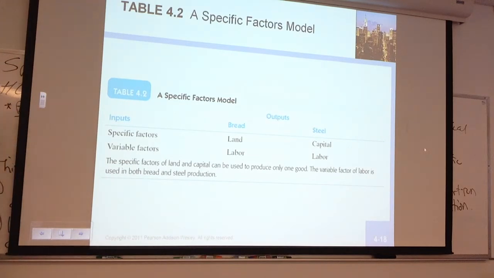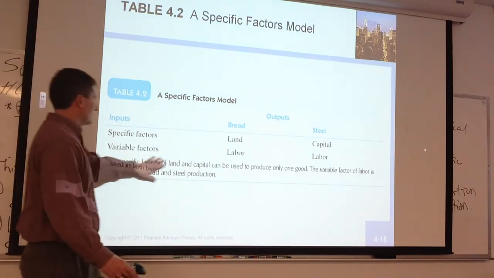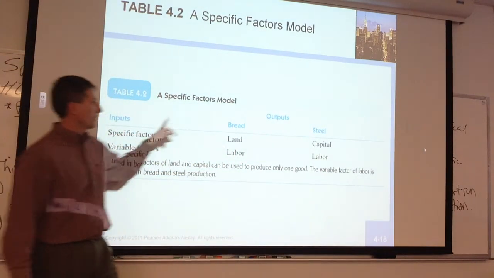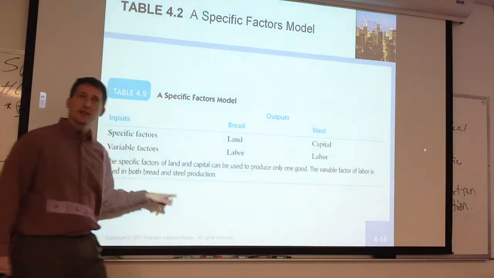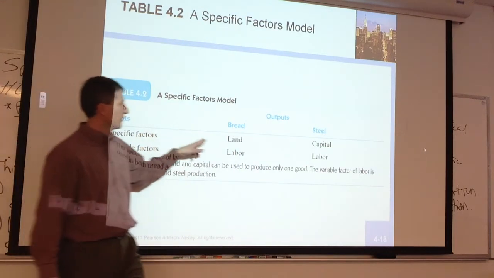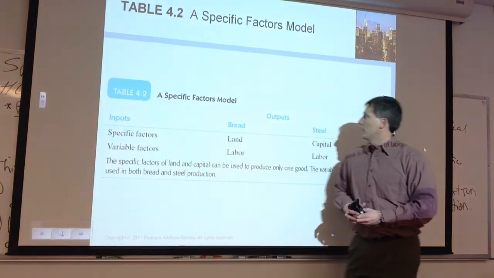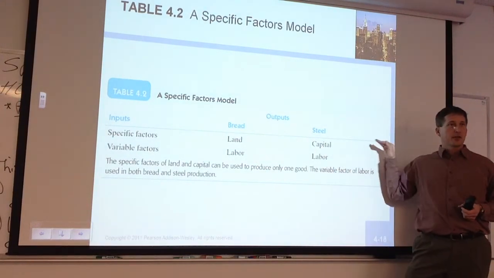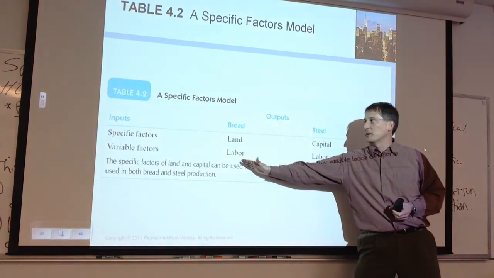All right, so some variable factors might be spread across the industry. Some specific factors might be in a particular industry, right? So it's a little different than what we were talking about before. In the bread industry, we need land. In the steel industry, we need capital. And those are our specific factors, but labor can move between industries.